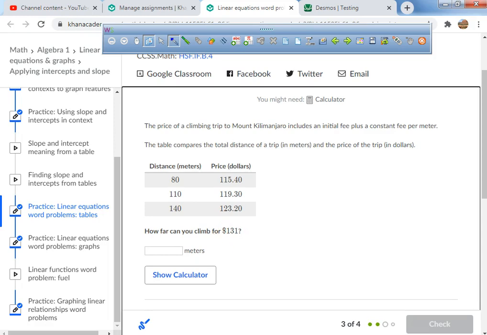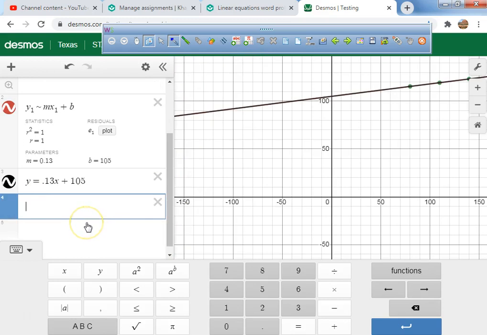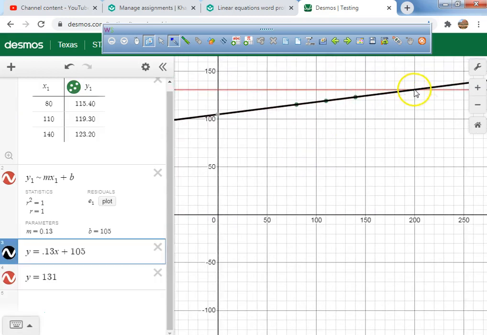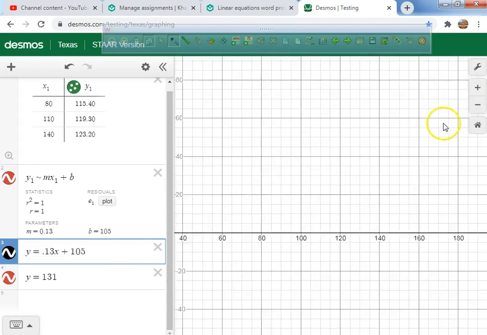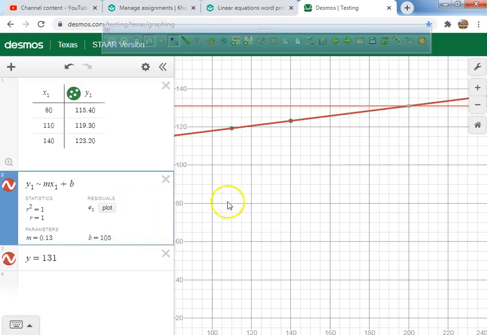So here's kind of a cool thing you could do. Just go over here and make your y value equal to 131. See where the two lines intersect. Hold on. Right there. Boom. It intersects right there at 200. So that's going to be our final answer.